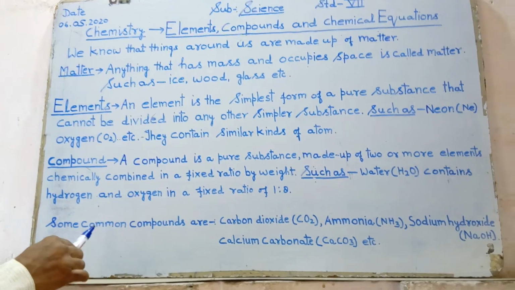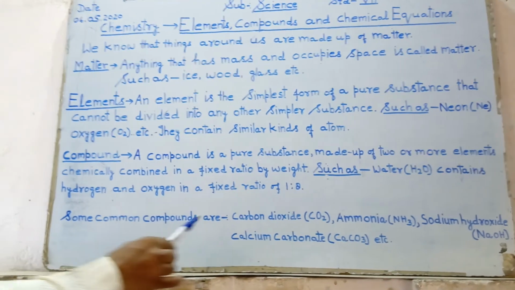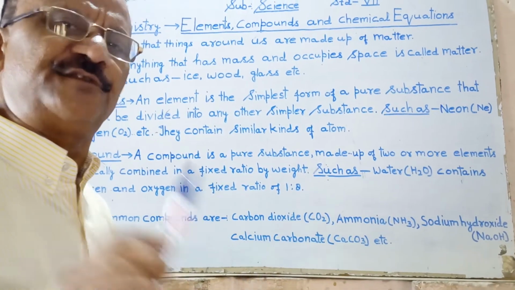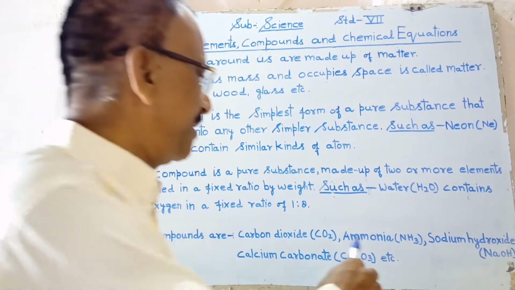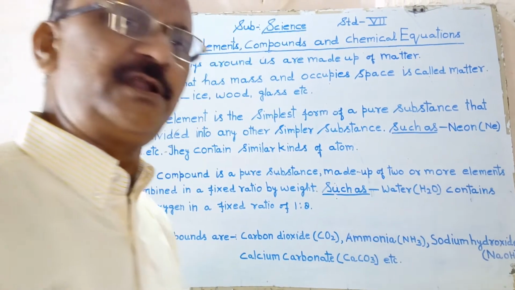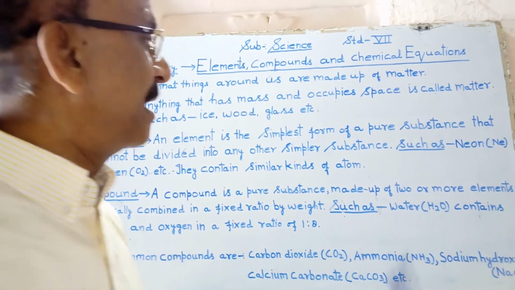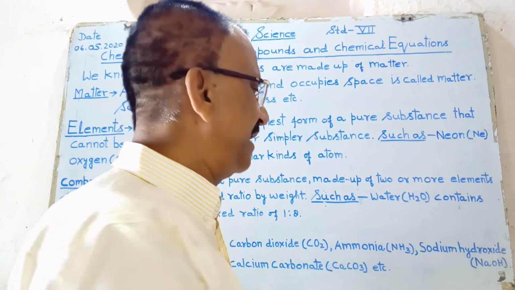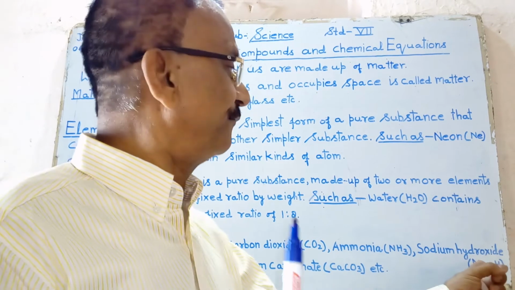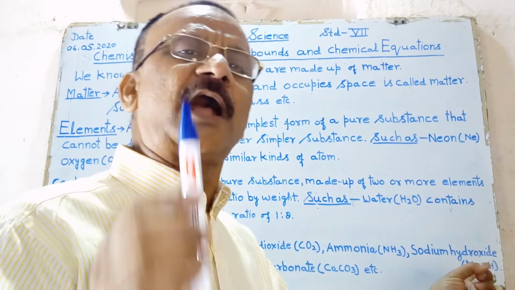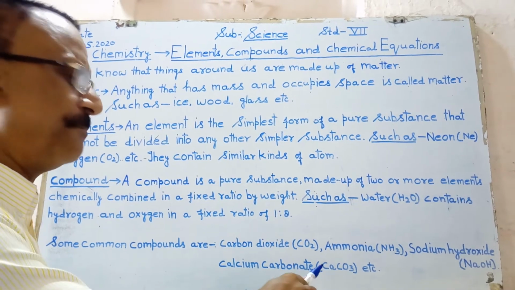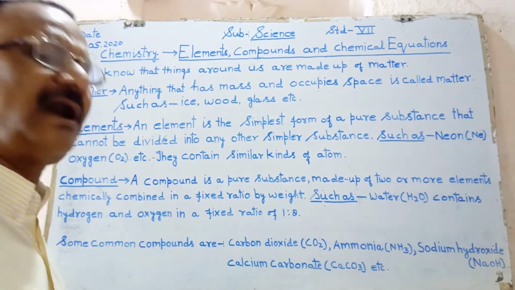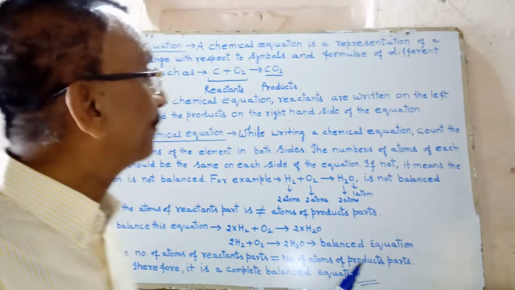Some other common compounds are carbon dioxide, CO2, made up of carbon and oxygen. Ammonia, made up of nitrogen and hydrogen. Sodium hydroxide, a compound of sodium and hydroxide. Calcium carbonate, a compound of calcium and carbonate.